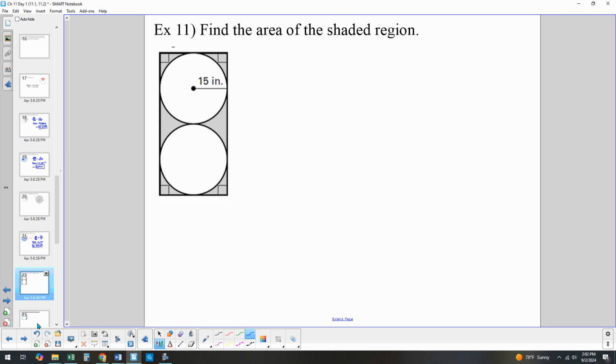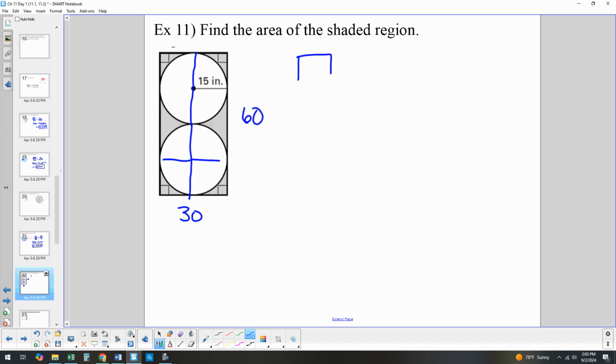All right, example 11. Find the area of the shaded region. So I see that the circles each have a radius of 15. And the shaded region is this rectangular piece without the circles, right? If I filled in the whole rectangle and then took away these circles, that would give me the area that's shaded in. So I know I could find the area of the circles. The rectangle is going to be a little more work. I know this is 15 because it's a radius. This is also 15 because it's a radius. This is 15, and this is 15. So all the way across is 60, because that's 15, 15, 15, 15. And the way across this way is 15 and 15, or 30.